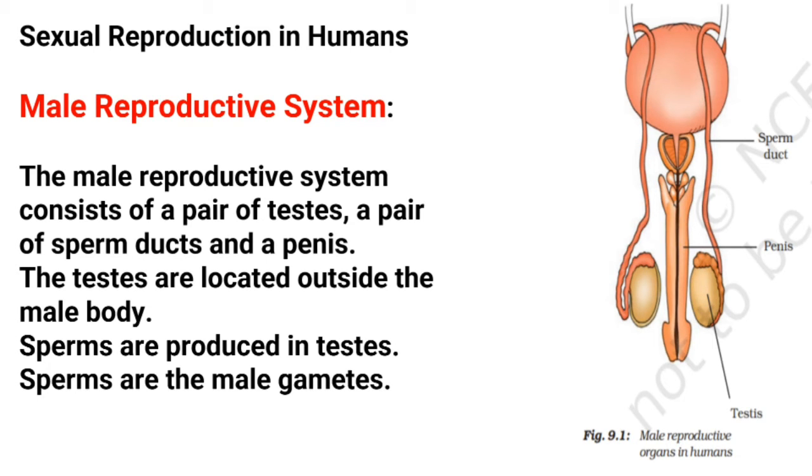Sexual reproduction in humans. Let's take a glimpse at the male reproductive system. The male reproductive system consists of a pair of testes, a pair of sperm ducts, and a penis. The testes are located outside the male body. Sperm are produced in testes. Sperms are the male gametes. Here is the diagram where you can see the labeling.